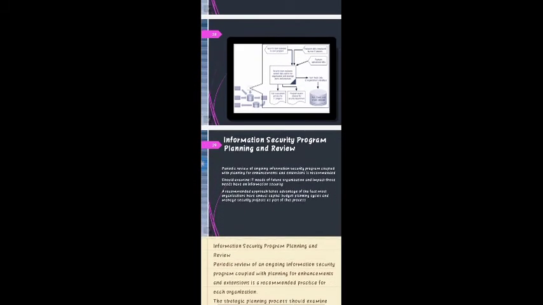Information security program planning and review. Periodic review of the ongoing information security program, coupled with planning for enhancement and extension, is recommended. It should examine the needs of the future organization and the impact of those needs on information security. A recommended approach takes advantage of the fact that most organizations have annual capital budget planning cycles and manage security projects as a part of that process.